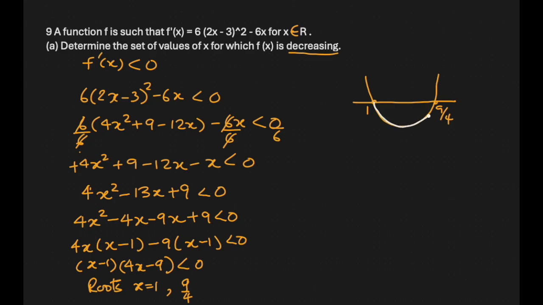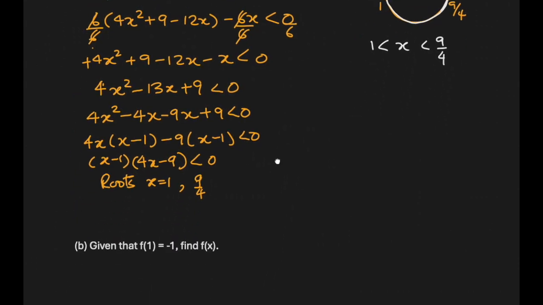and the value is negative here for the function. So the answer will be 1 is less than x is less than 9 over 4. Okay, let's go to the next one.